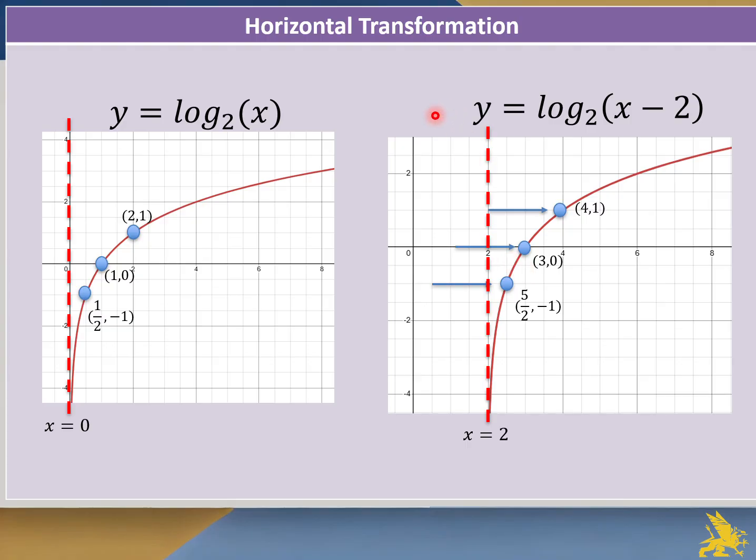Likewise, if I've got a horizontal transformation, I am just shifting over by 2 points. That includes this time my asymptote. My asymptote must move over from 0 to x equals 2. Likewise, this has gone from 1 to 3.